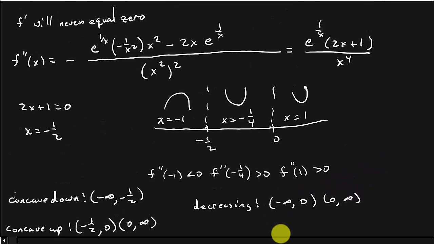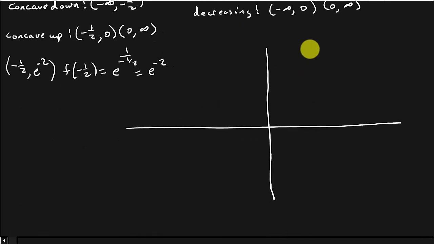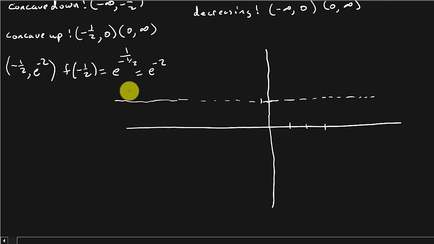So let's see if we can draw this thing in. All right, from back up here, we know we have a vertical asymptote at x equals 0. We have a horizontal asymptote at y equals 1. So let's sketch those in. I'm going to make these a little wider. Let's put the 1 up there, and so we've got a horizontal asymptote here, and then of course we've got our vertical asymptote here.